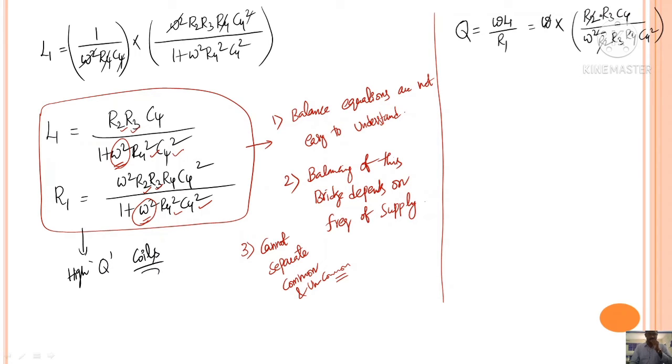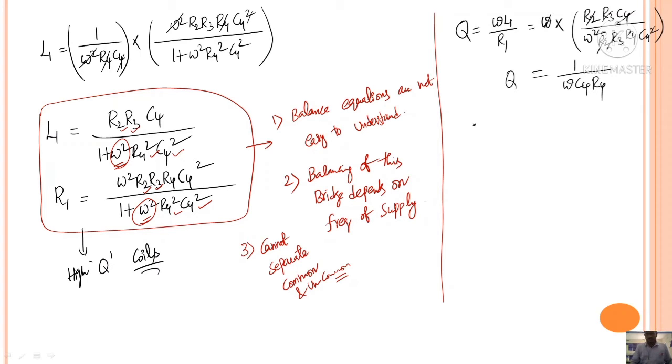Okay, everything is correct. Let me check. R2, R3, C4. Okay. So R2, R3 gets cancelled. One C4 and another C4. So we'll get 1 by omega C4 R4. So this is the quality factor for this bridge. Is it right or not?